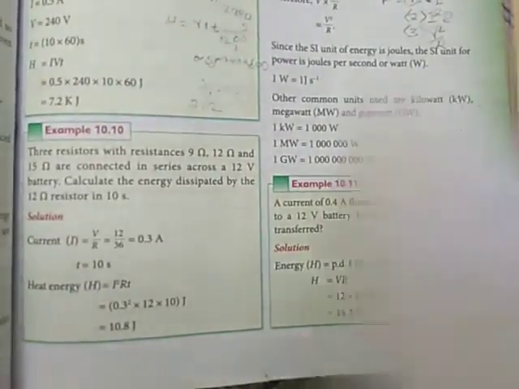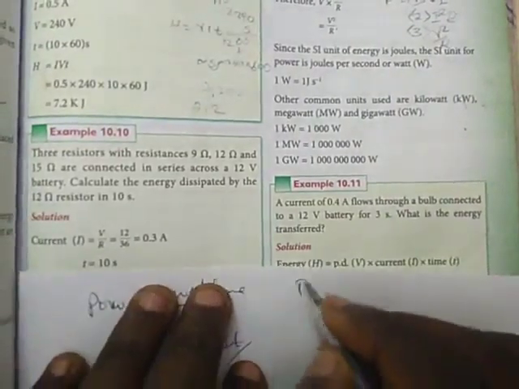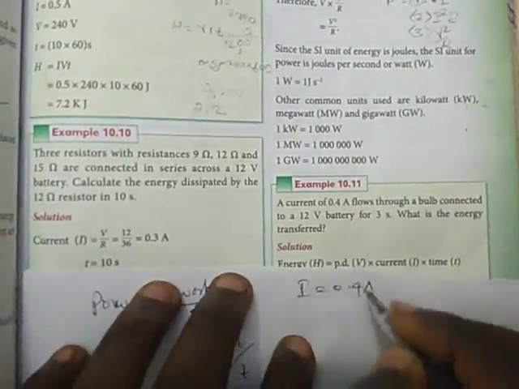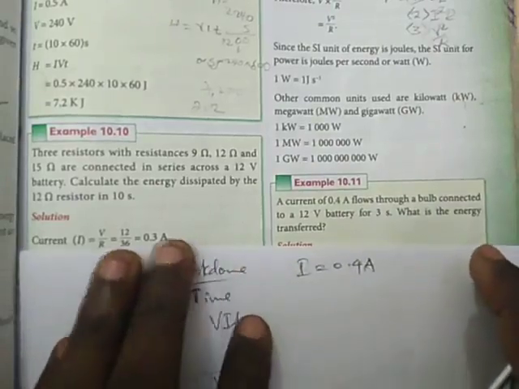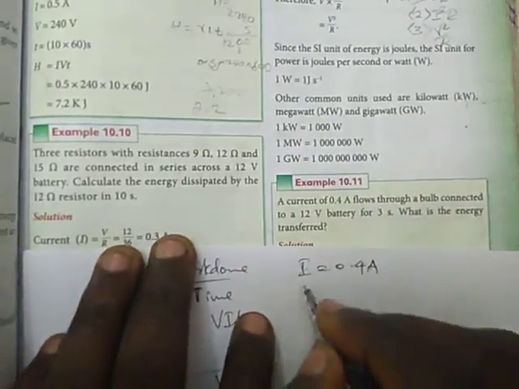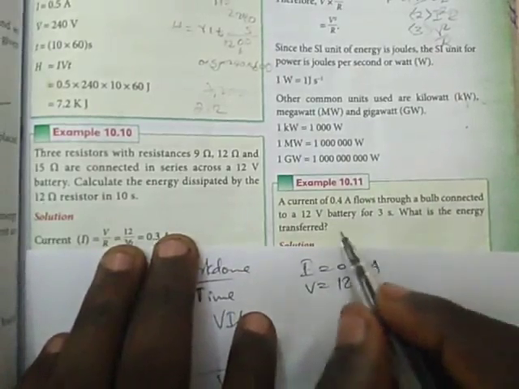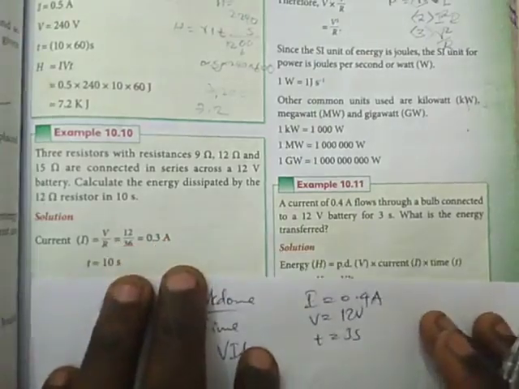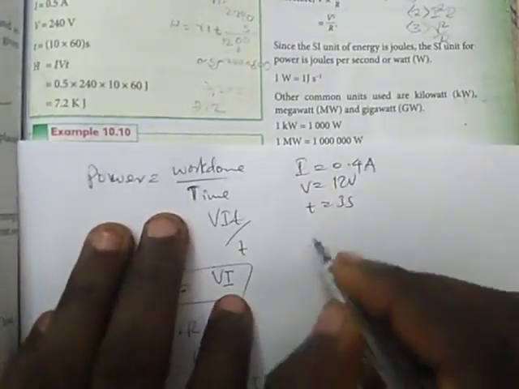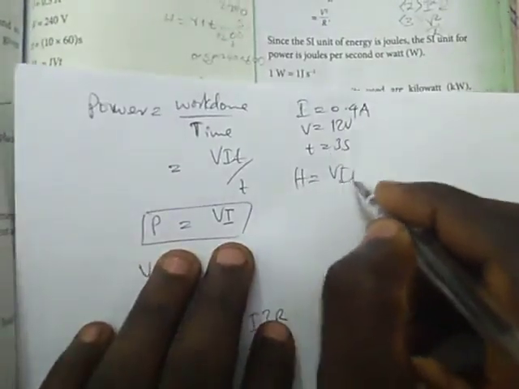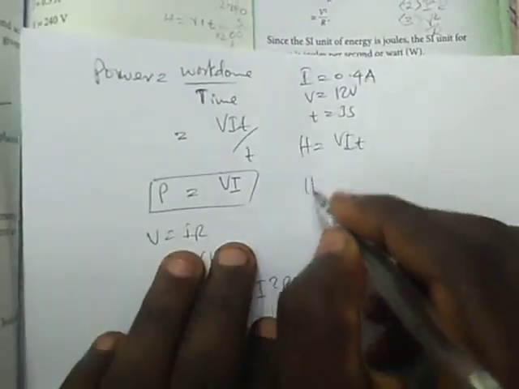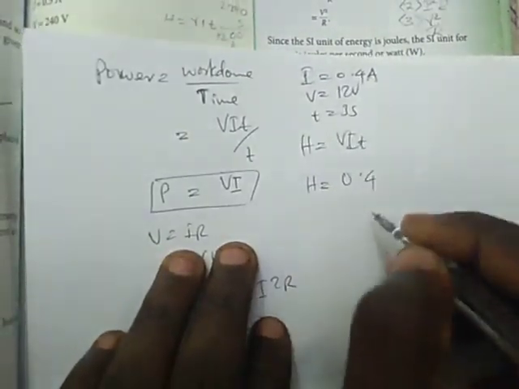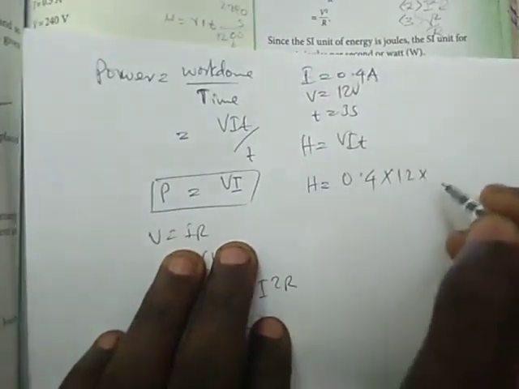A current of 0.4 ampere flows through a bulb connected to 12 volt battery for 3 seconds. Unaona maswali yake, current is equal to 0.4 ampere. So voltage is sawa na 12 volt. Time is equal to 3 seconds. What is the energy transferred? Energy transferred, haujaulizwa power. Heat is equal to, remember, VIT. Equation ya heat hiyo. So heat ambayo ni energy transferred is equal to 0.4 times 12 times time ambayo ni 3 seconds.